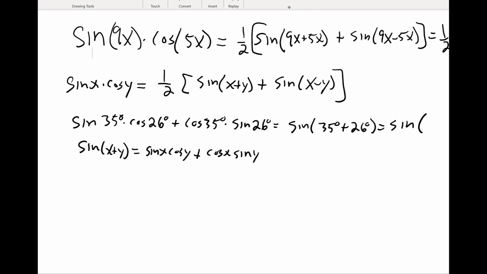which is 61 degrees. If you want to evaluate that, we take out our handy dandy calculator, and make sure my calculator is in degree mode. Sine of 61 degrees is 0.8746. Okay, that was fun. Let's find another problem to do.